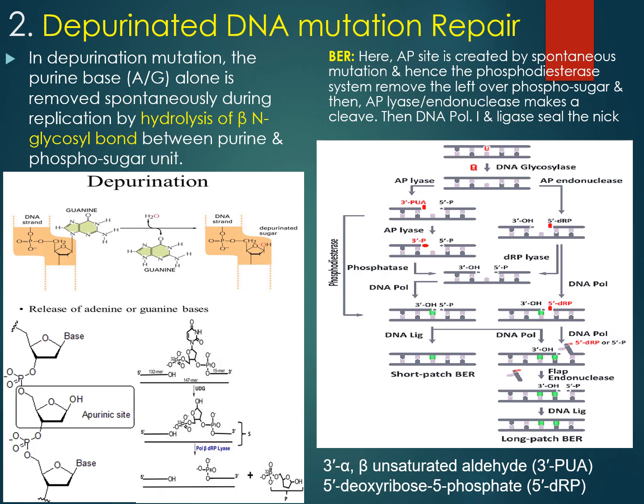Sometimes the depurination also will cause the mutation. Such mutation will be also repaired by the same BER mechanism. Here in the mismatch, the nucleotide will be removed and the AP site is created. But in the depurination case, the AP site is already there because a purine is removed automatically or by spontaneous mutation.